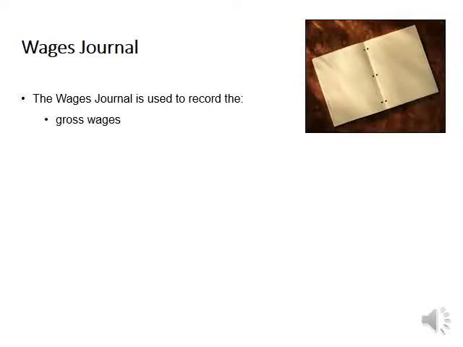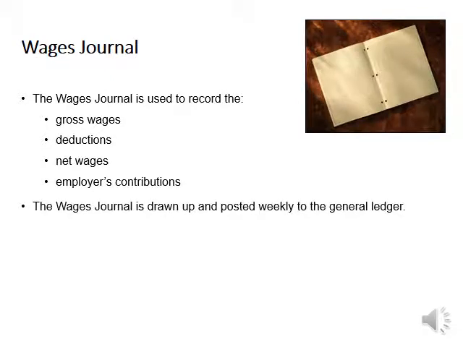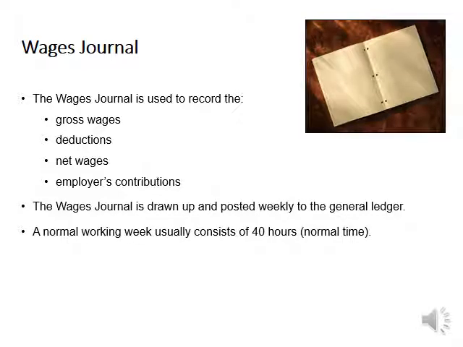Okay, the wages journal will look a little bit different. The wages journal is used to record the gross wages, the deductions, the net wages, and the employer's contributions. The wages journal is drawn up and posted weekly to the general ledger. So per month there will be only one salary journal, but there will be 4 wages journals, one for each week. A normal working week usually consists of 40 working hours. That will be considered normal time. Additional hours are considered to be overtime.